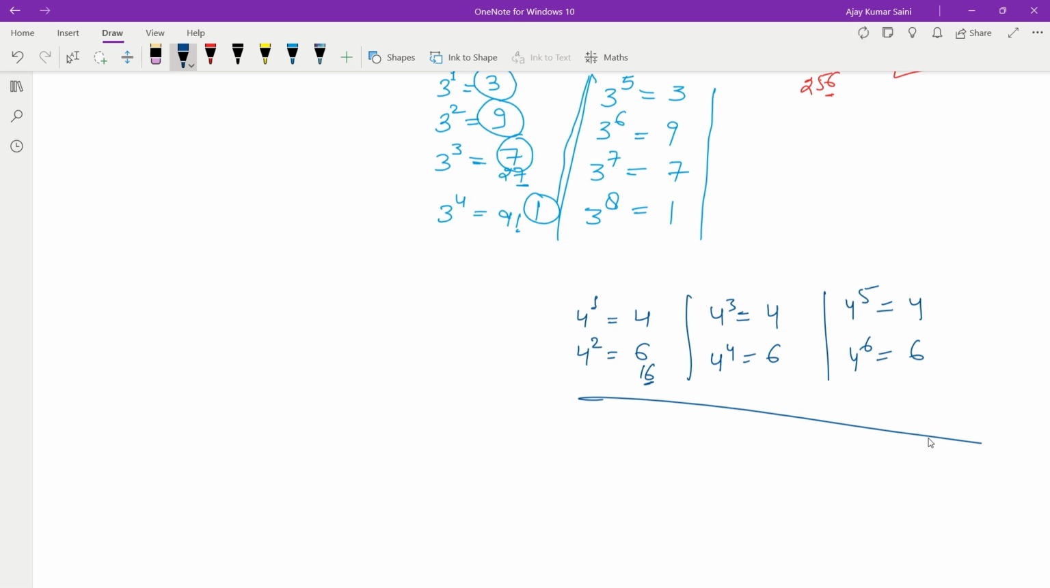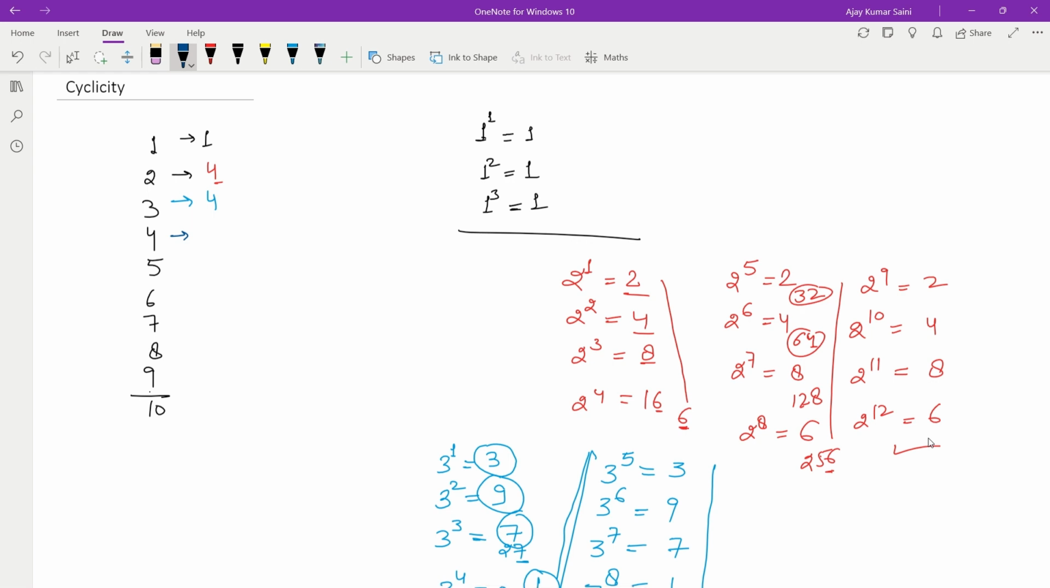Whenever 4 is at the end of any number, then if we take any power of that number, the last digit is 4 or 6. So this is cyclicity 2.